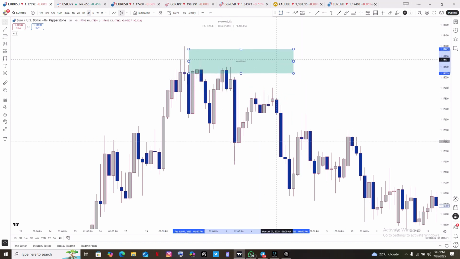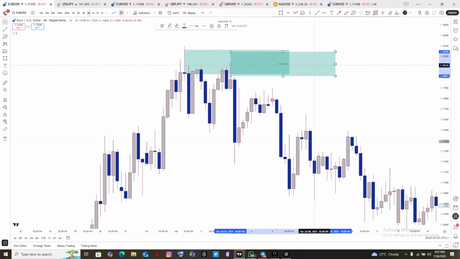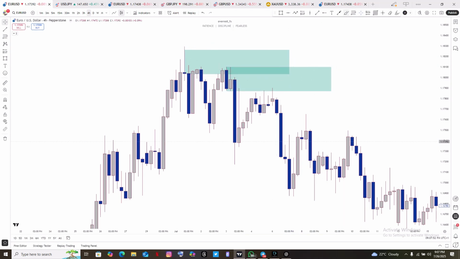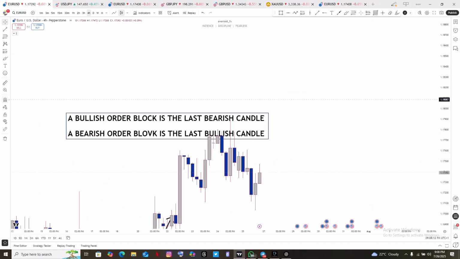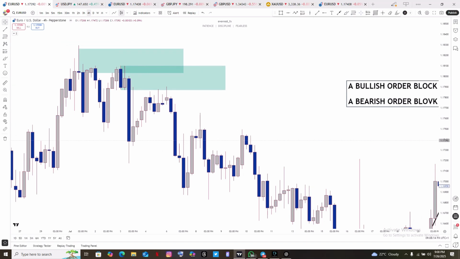You can still use this one, and this one, and this one. So this is another block. An order block is the last bullish or bearish candle before a move to the upside or a downside. I hope we get that. That's just what an order block is.